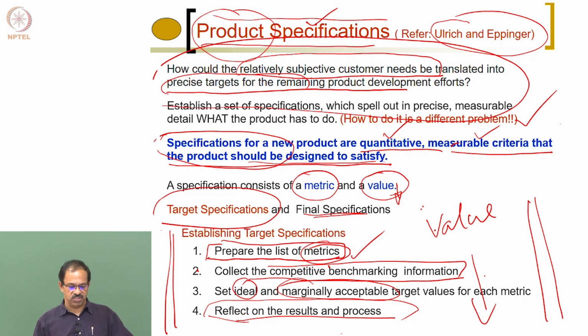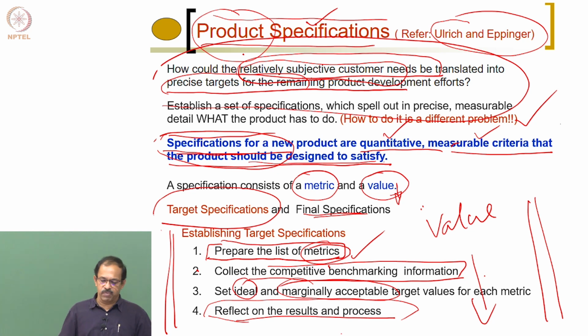We saw in the previous class how to actually do this by converting this into specifications. So you develop the metric for converting the customer needs into the product specification. This was what we discussed in the last class: how do you develop a specification for a product? The design specification for a product by converting the subjective customer needs. We know that the relatively subjective customer needs can be converted to objective design specifications.